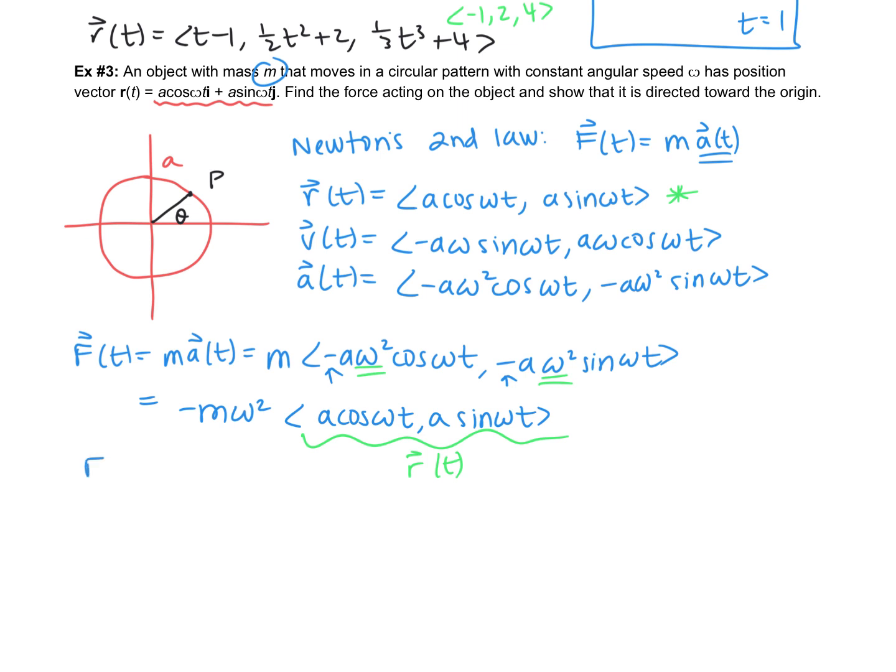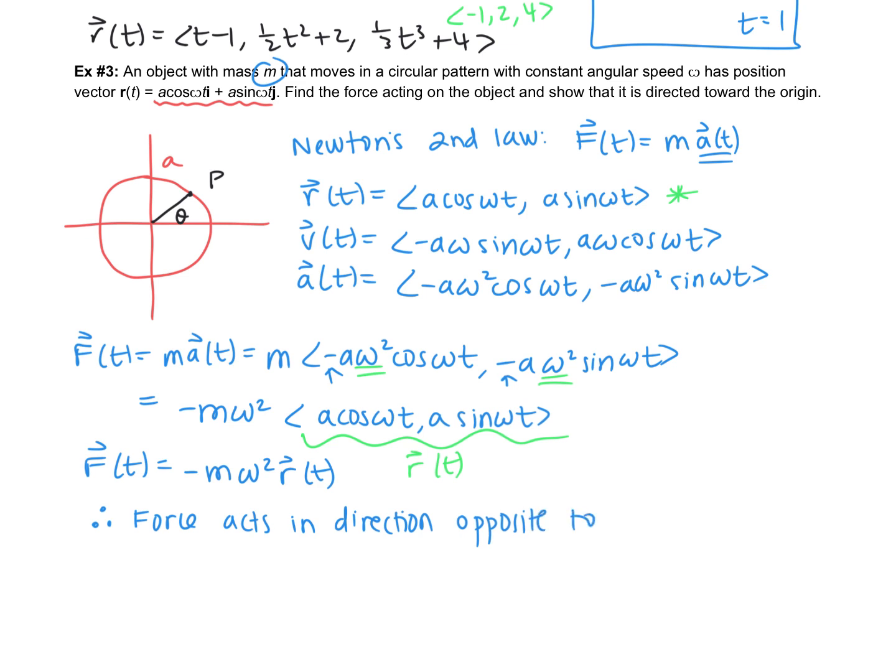Okay, so what did this tell us? It tells us that force can be written as negative m omega squared multiplied by position. So hence, the force acts in a direction opposite to the radius vector r of t, which means it points towards the origin.